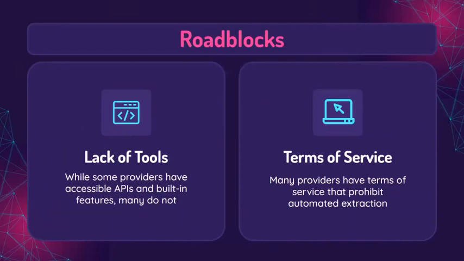So I found that there are 2 main roadblocks to automations. One is that there's a lack of tools. And when I say lack of tools, I mean there is a lack of APIs. APIs being application programming interface, which is a tool that allows 2 different applications to communicate, send information to one another and interact, or built-in features such as exporting a list of your results as an Excel file or a CSV file. Found that many databases do not actually have these features.